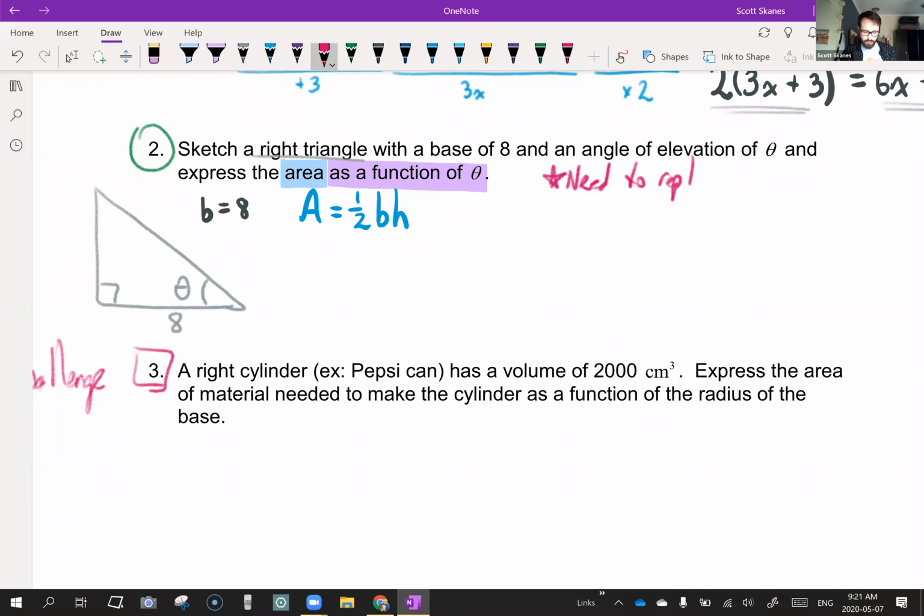We need to replace h with a function of theta.